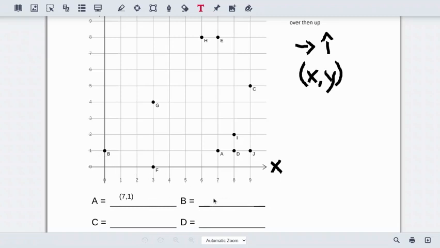Let's do B. B is interesting because when I start, I'm supposed to go over and then up, right? Well, B is sitting on my 0 line. So I actually go over 0 steps. Sometimes people get really confused when there's a 0. If we just follow over and then up, we're still going to get to the same answer. So I went over 0, so it's on my 0. Then I went up to the 1. So it is 0, 1 on the XY coordinate grid.